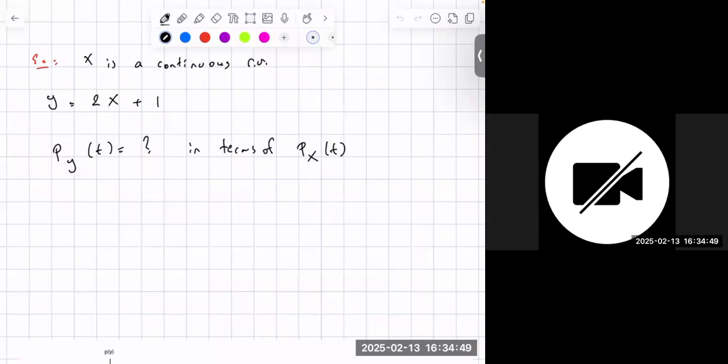Okay, let me write some simple stuff. What was the definition of the cumulative distribution function? Let me start from Y's. It was the probability of Y less than or equal to t, right? And the density of Y was literally the derivative of this. That's what it was.